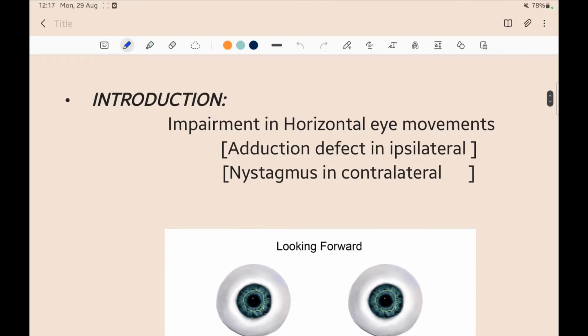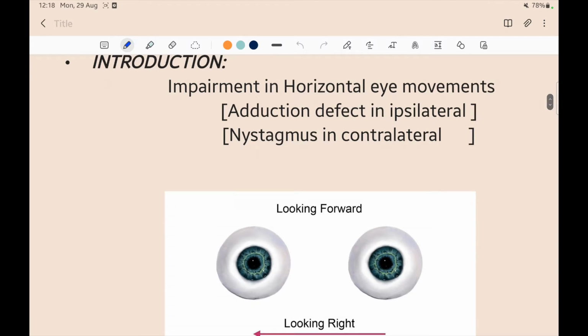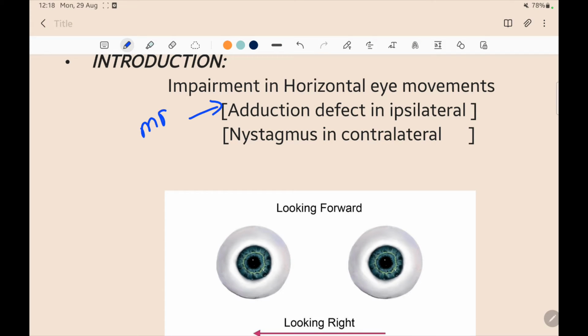Now, what is internuclear ophthalmoplegia? It is an impairment in horizontal eye movements. This manifests as an adduction defect in the ipsilateral eye and nystagmus in the contralateral eye. An adduction defect in the ipsilateral eye means your medial rectus is affected, and nystagmus in the contralateral eye is due to overfiring of your lateral rectus muscle.